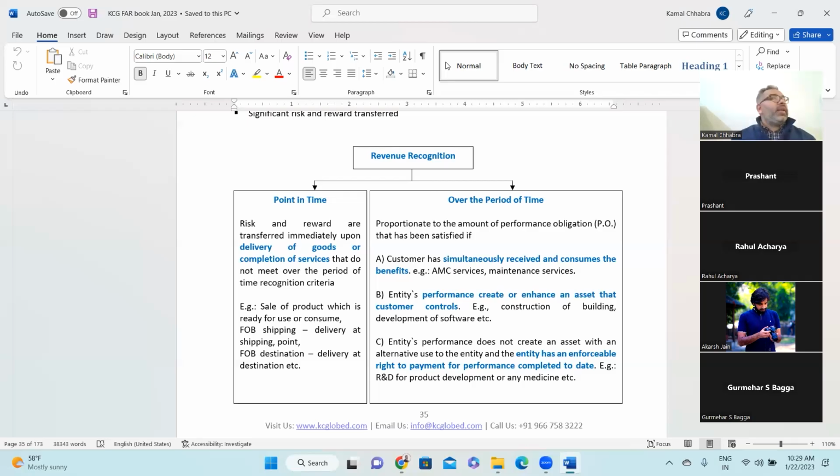So, as a CPA, what we need to look at first is the over-a-period-of-time criteria, right? If that is not matching, then the residual is point in time. There are certain examples for point in time, like for example, sale of product. When you are, let's assume, a manufacturer or a trader, you may get a purchase order. Within the purchase order there might be certain terms called FOB shipping or FOB destination.